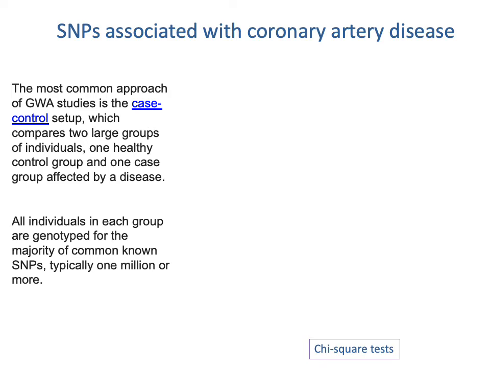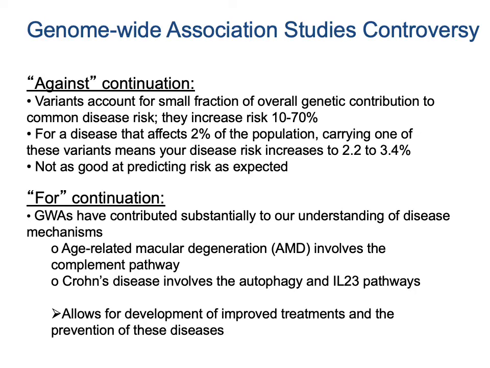And for all of the individuals in each of these groups, you're going to genotype them for the majority of the commonly known SNPs, which is 1 million or more different markers. So you're looking at millions of those SNPs to try to identify some genetic variants.